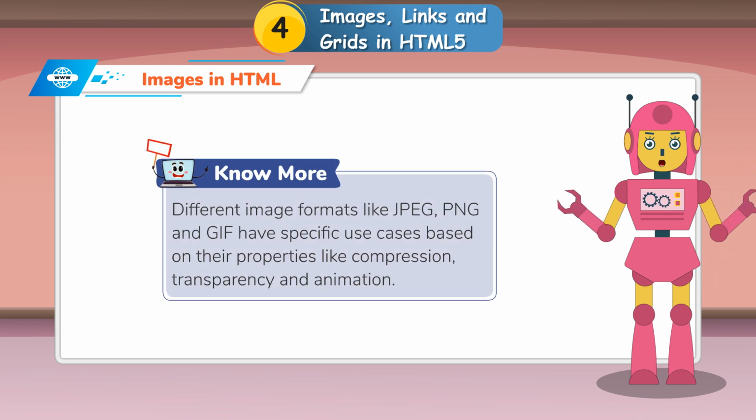Different image formats like JPEG, PNG, and GIF have specific use cases based on their properties like compression, transparency, and animation.